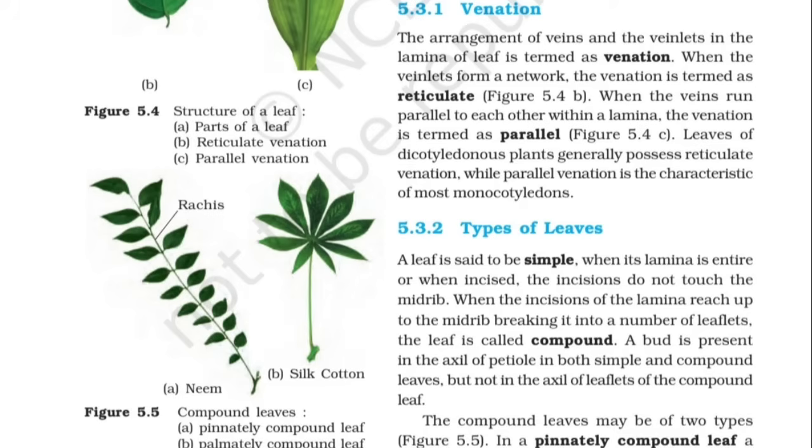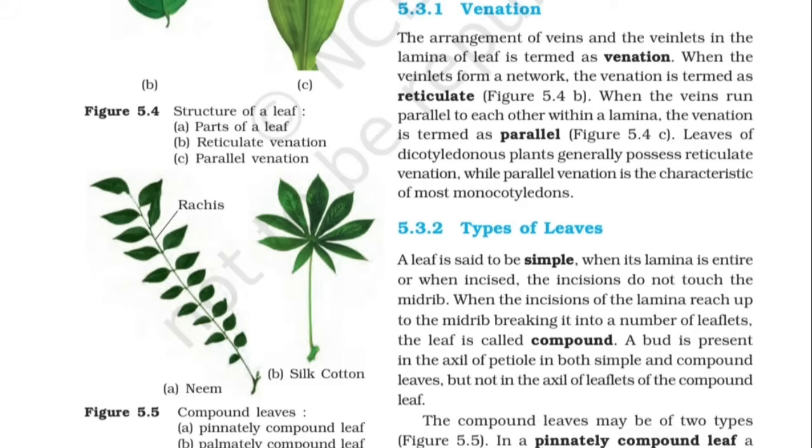Types of leaves. A leaf is said to be simple when its lamina is entire or when incised, the incisions do not touch the midrib. When the incisions of the lamina reach up to the midrib, breaking it into a number of leaflets, the leaf is called compound. A bud is present in the axil of petiole in both simple and compound leaves, but not in the axil of leaflets of the compound leaf.